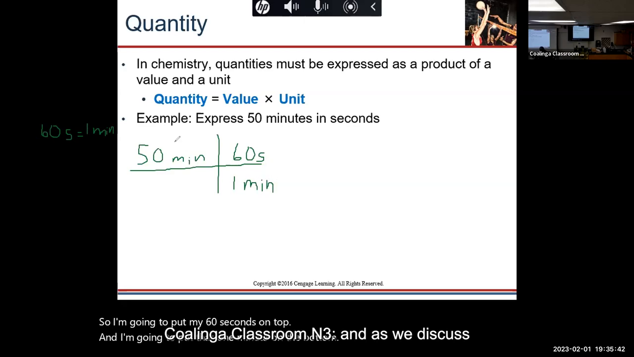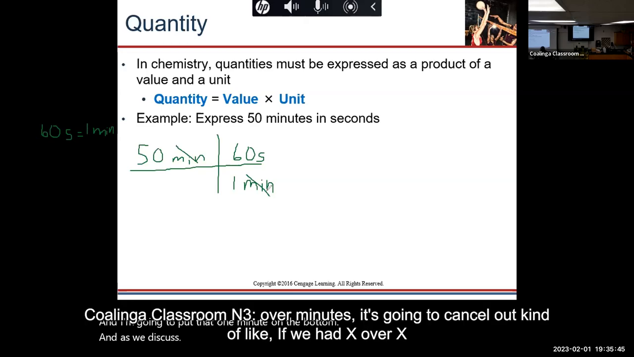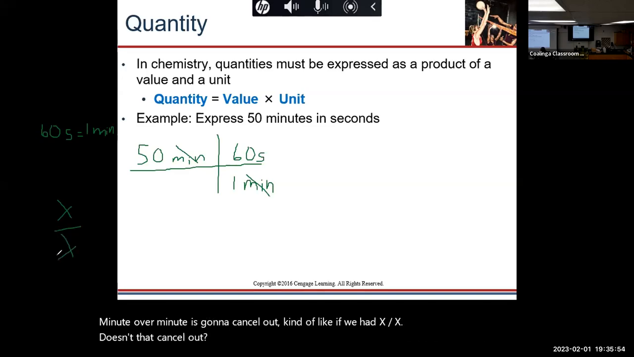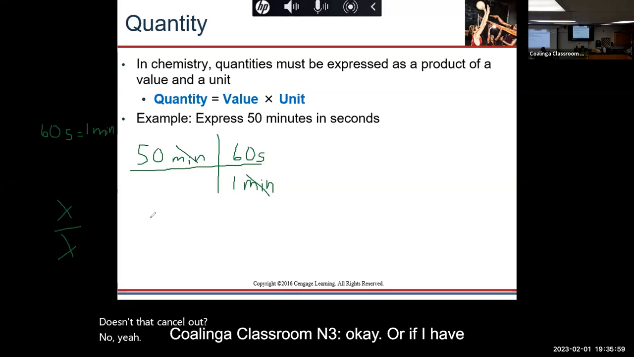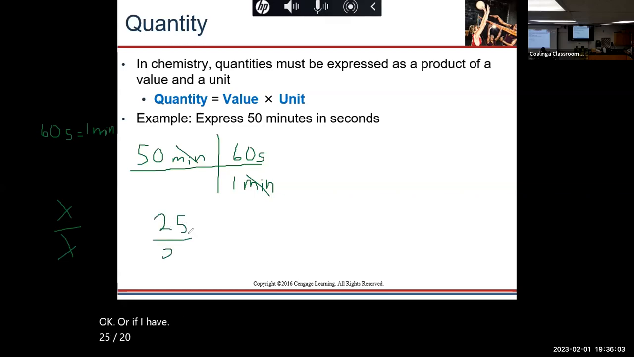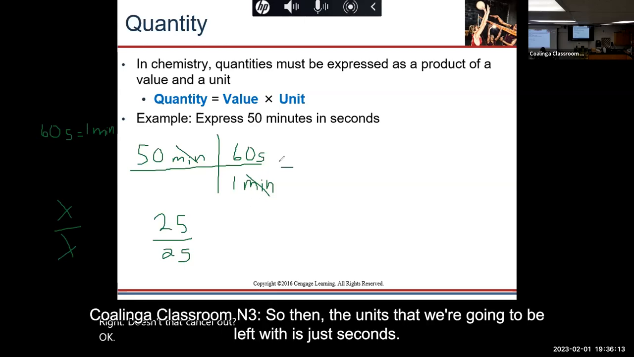And as we discussed, minute over minute is going to cancel out, kind of like if we had X over X. Doesn't that cancel out? Or if I have 25 over 25, doesn't that cancel out? So the units that we're going to be left with is just seconds.